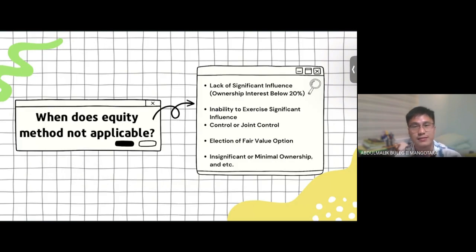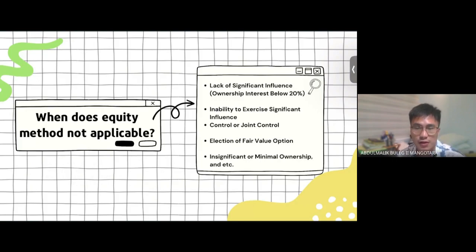Next, we have the inability to exercise significant influence. So, what is the reason behind this? Even if an investor owns 20% or more of the voting stock, the equity method is not applicable if there are barriers to exercising significant influence. Such barriers may include contractual agreements, regulatory restrictions, or other circumstances that prevent the investor from participating in the policy-making processes of the investee.